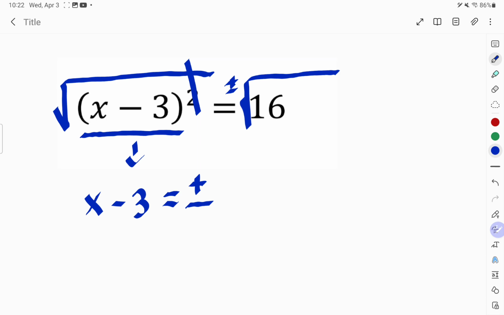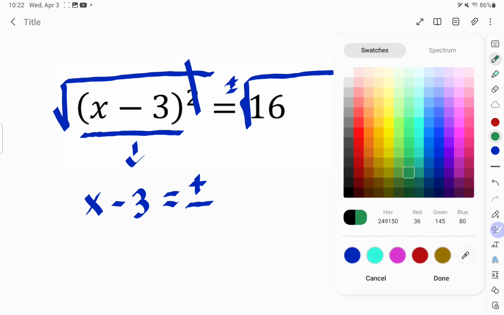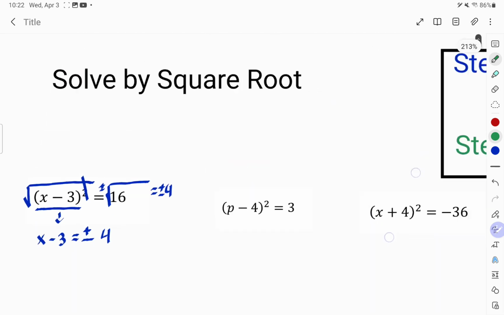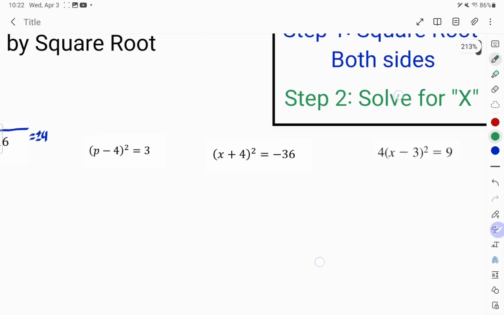This is how I told the people in class to do it. If you can simplify the square root, go ahead and simplify. If you cannot, just leave it as is. In this case, we can simplify the square root of 16, which is 4. So this equals 4, and don't forget, it's going to be plus minus. There we go. We did step number 1, which says to square root both sides.